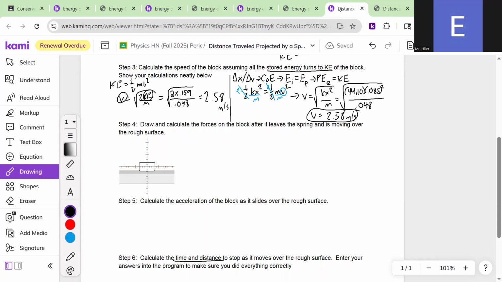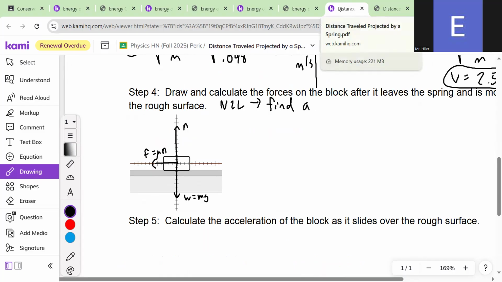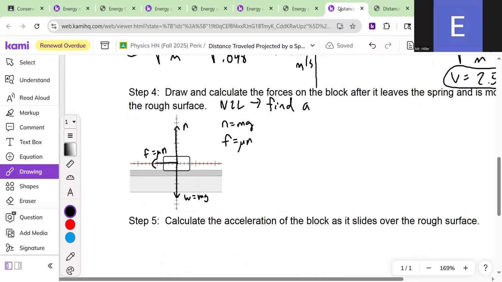Okay, now comes the Newton's second law part. Okay, why do I say that? Because we got to find acceleration in order to do constant acceleration here. Okay. So the first step is all about the free body diagram. So if you look at the forces, you would have the weight balancing the normal force, and then you'd have friction, which is equal to mu times normal force. So normal force equals mg, and friction equals mu times normal force.